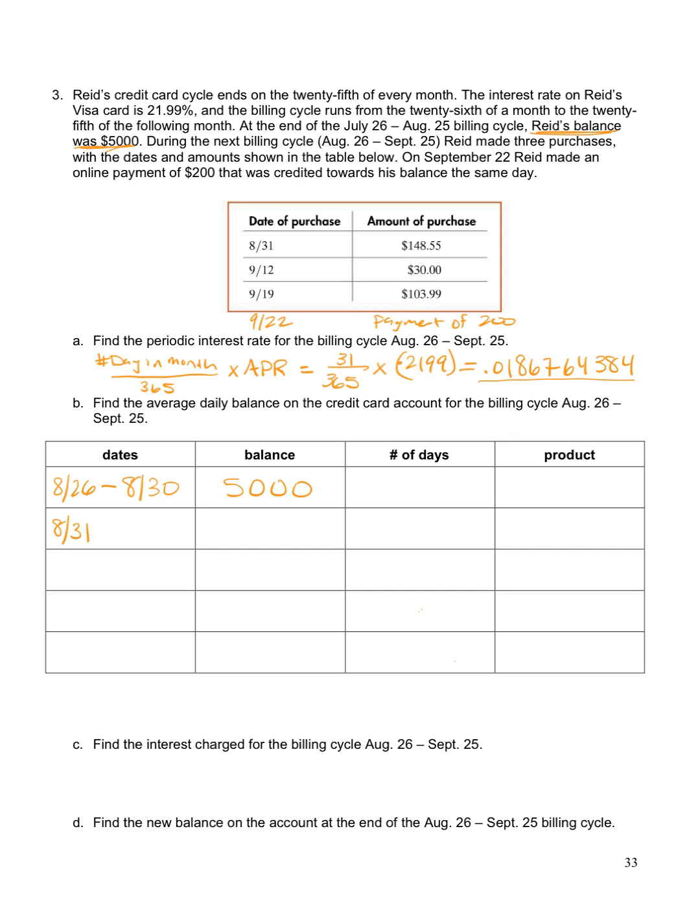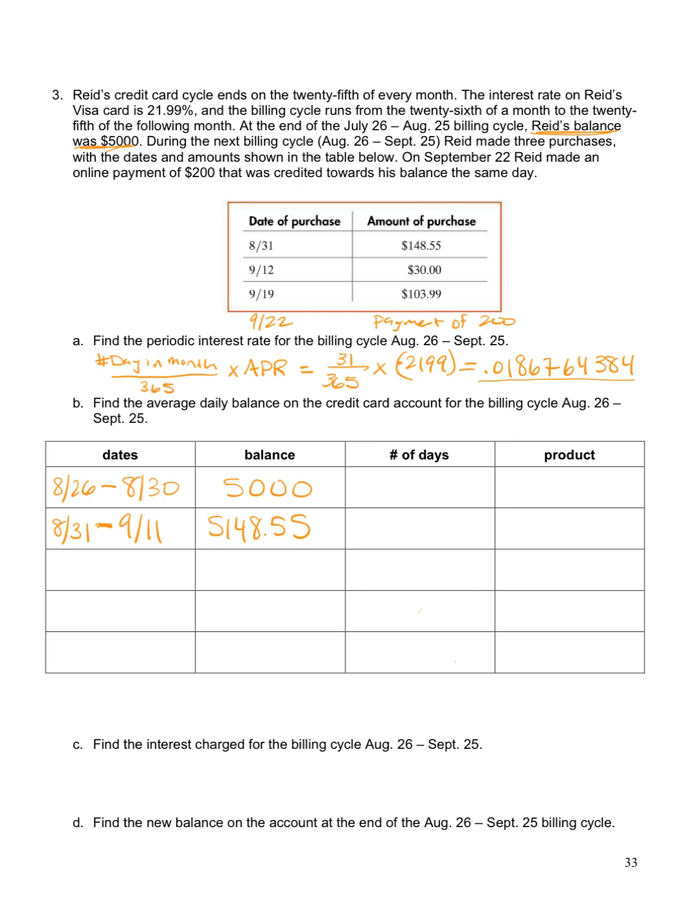So 5,000 plus 148.55, and I have $5,148.55 is the new balance. And that is going to stay the balance until the next purchase date on September 12th, so until September 11th.